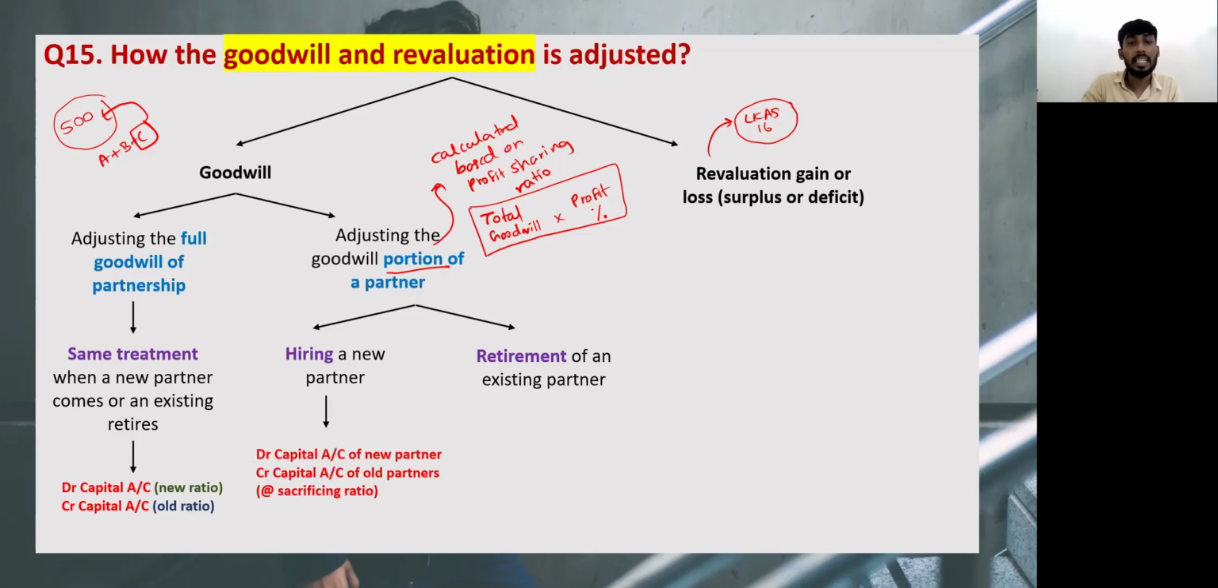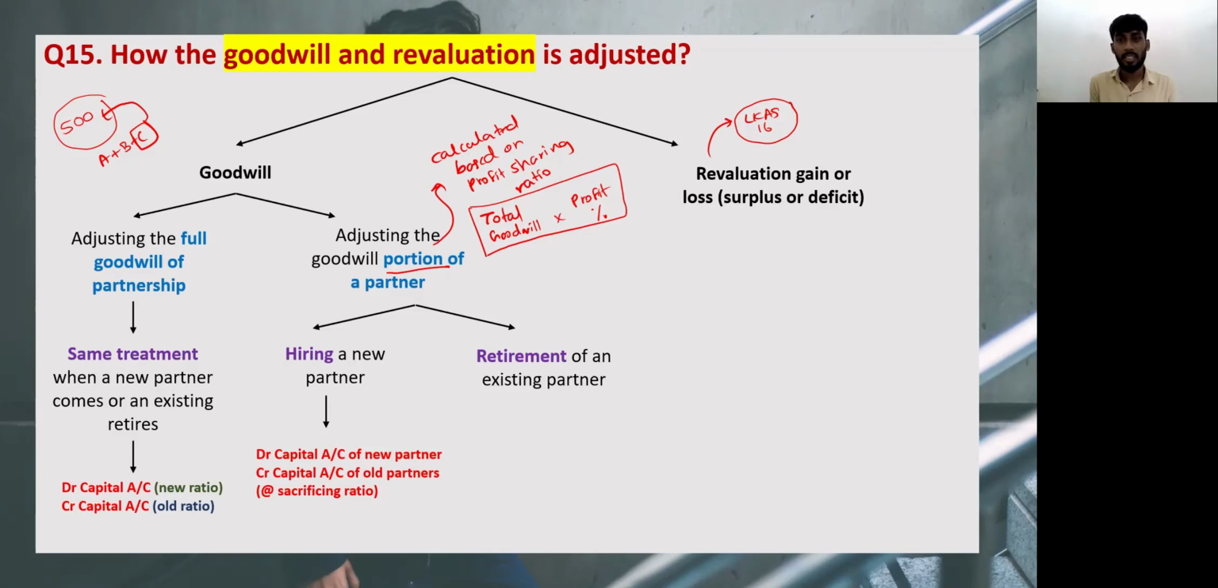When a new partner is hired, we need to get money for the goodwill that we are giving to that partner. That means when that partner is coming into the business, the business's goodwill will be split to that partner also. We are giving a portion of goodwill to that partner. Therefore, we need to take money from that partner for the goodwill that we give to him. For that, we debit the capital account of the new partner, and we credit that amount to the old partners at the sacrificing ratio.